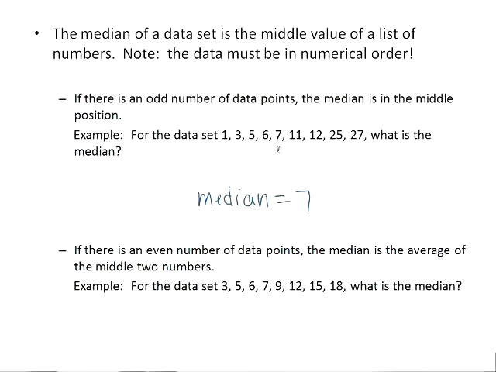Now if there is an even number of data points, the median is the average of the middle 2 numbers. So for this given data set, at the bottom of the slide, the 3, 5, 6, 7, 9, 12, 15, and 18, there are 8 different data points. So there's not one that falls exactly in the middle. But the 2 data points that fall in the middle are the 7 and the 9. So the median in this case will be the average of those 2 middle numbers. So we'll add 7 plus 9 to find the average of 8. So the median for this data set is equal to 8.